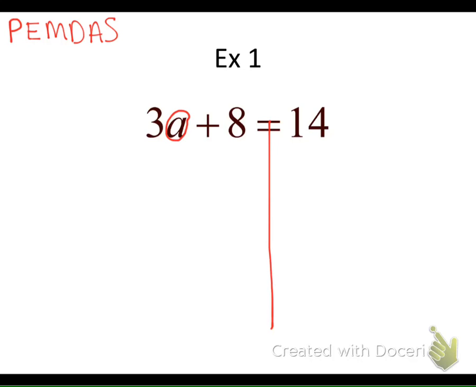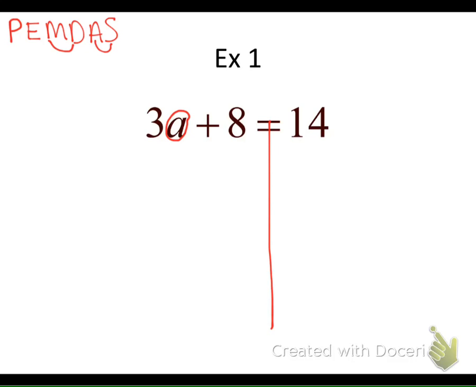Multiplication, division, addition, subtraction. Good. So listen. The P stands for parentheses. The E is exponents. The M and the D are multiplication and division, but remember, we do that at the same time working left to right. And then the A and the S are addition and subtraction. Again, we do that at the same time working from left to right.